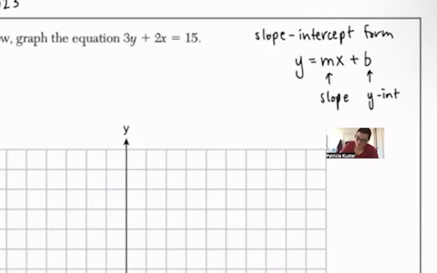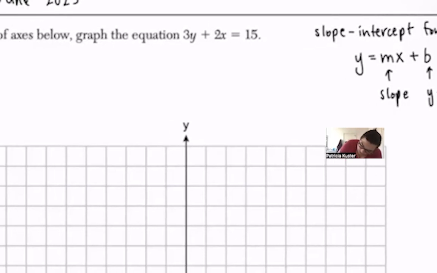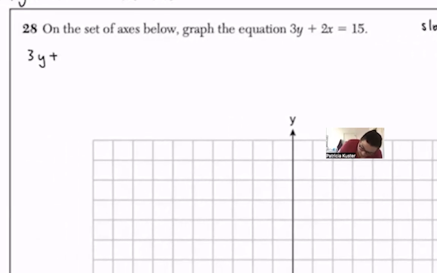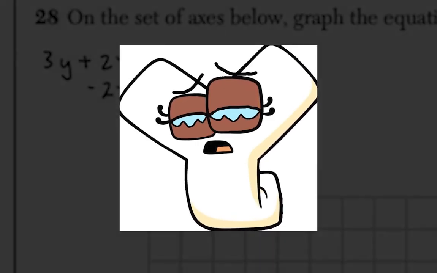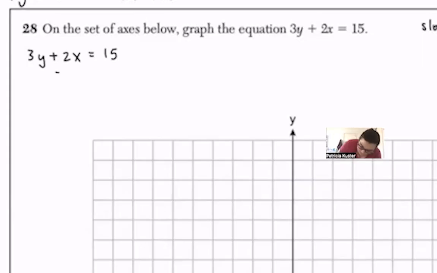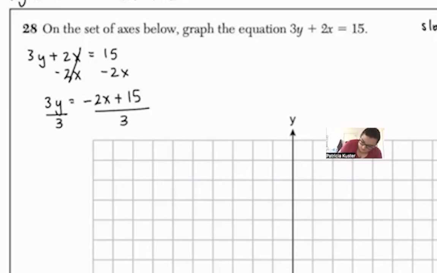So in this case, we have 3y plus 2x equals 15. We want to get y by itself. So our first step would be to do inverse operations and move over that 2x, switching sides, giving us negative 2x plus 15. And then we would divide by 3.